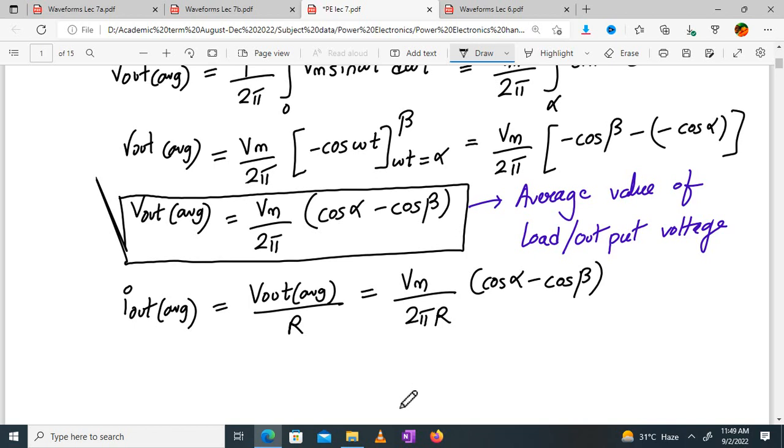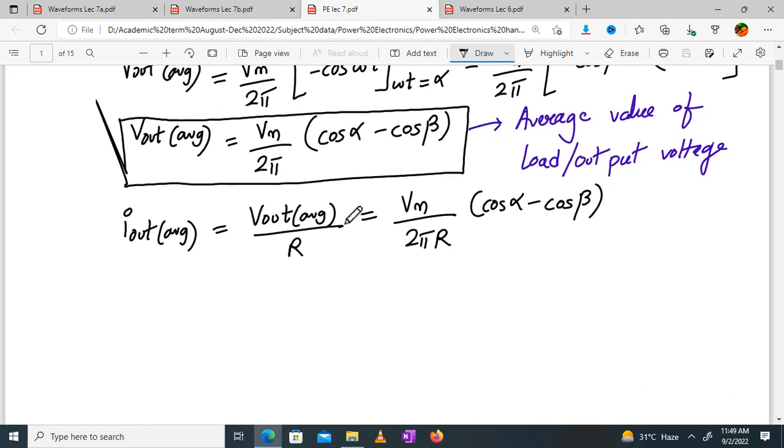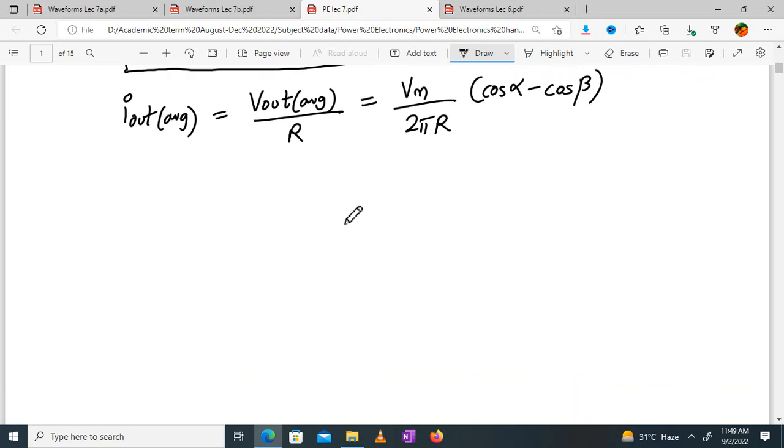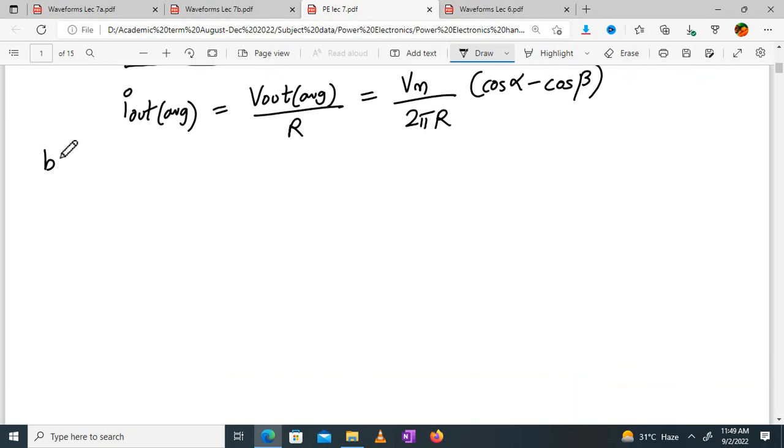Okay, completed. Shall we go to the next expression? This was A. So now we'll find out V out RMS. Please speed up your writing, and in the meanwhile, check everything is proper or not. Can we go with the next one? Okay. Next is, write it down, V out RMS.